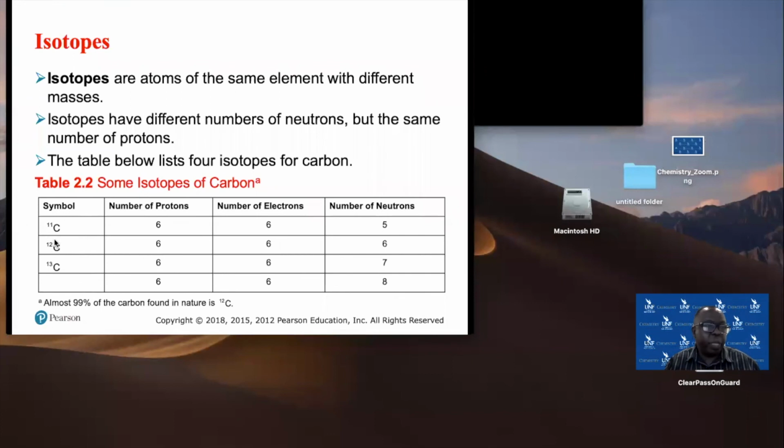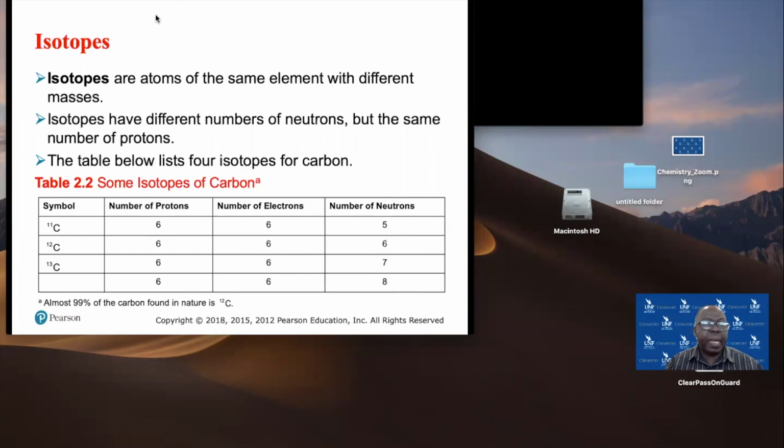So you may not be given the atomic number, but with the periodic table, you can figure out the position and say, all right, I know the position on the periodic table. That means I know the number of protons. From there, you can find the number of neutrons. 11 minus 6 is 5.